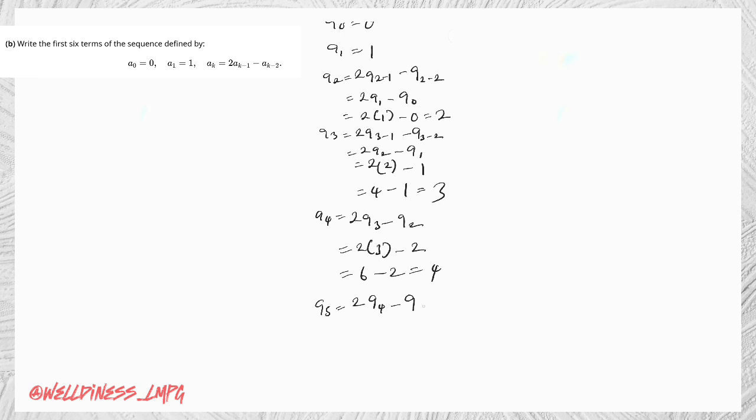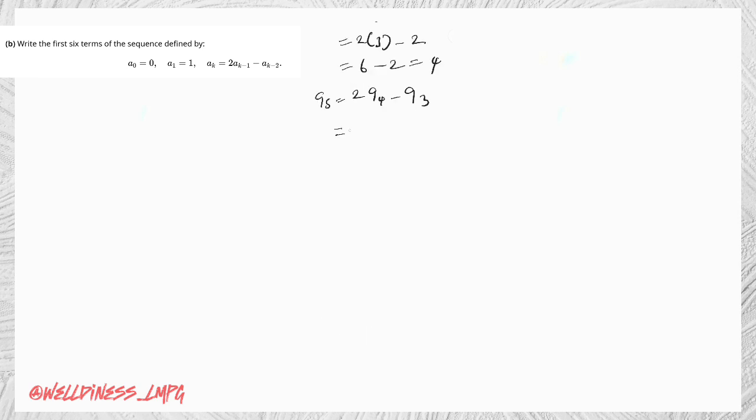And we know that 5 minus 1 will give you 4, so that will be 2A4. And 5 minus 2 will give you 3, so that will be A3.